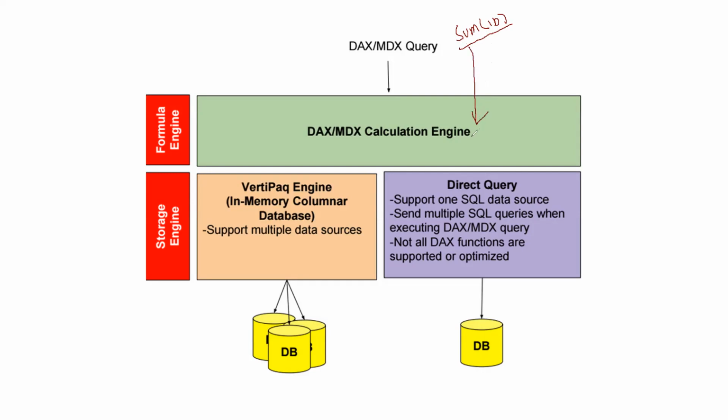Now the Formula Engine, let's say you're working in import mode, where you're bringing a copy of data, will go to the storage engine and ask the storage engine to provide that column. The storage engine will be storing that ID column separately somewhere. So this is a columnar database, an in-memory columnar database.